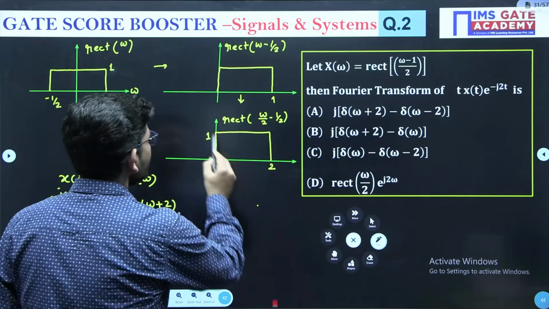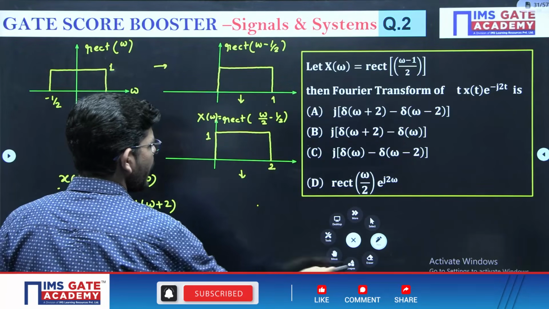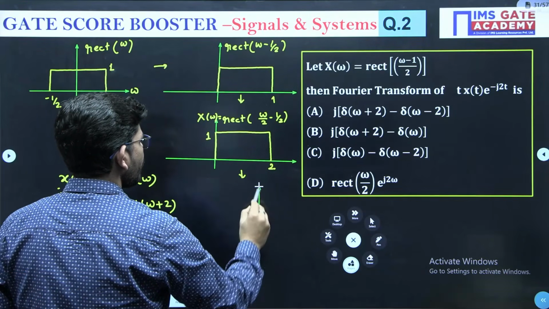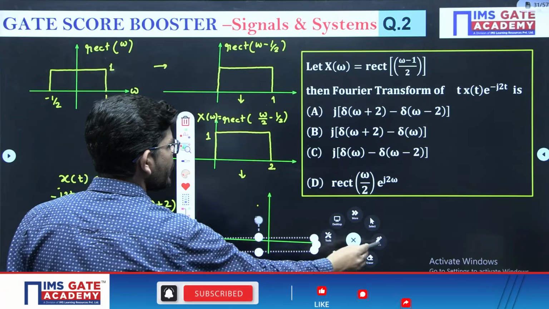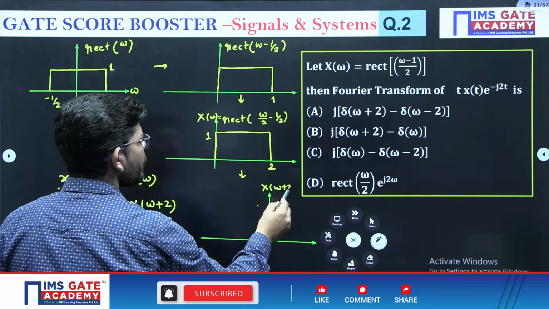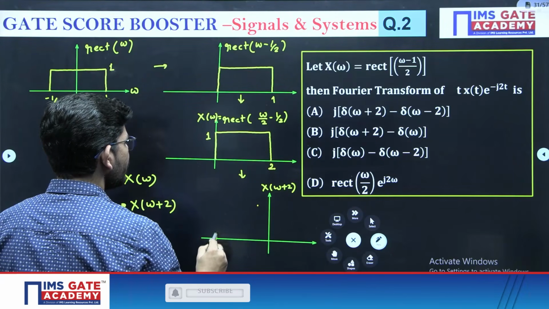So see, this is our X(omega). Now I am going to draw X(omega plus 2), right? So let us draw X(omega plus 2). So if I am going to shift this signal by plus 2, then what will be the signal? Then the signal will be just like this.